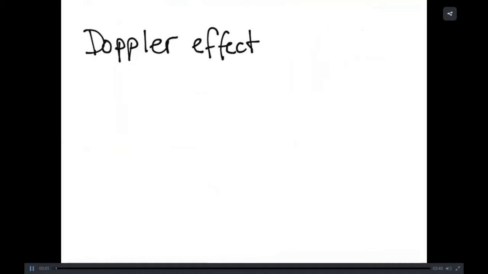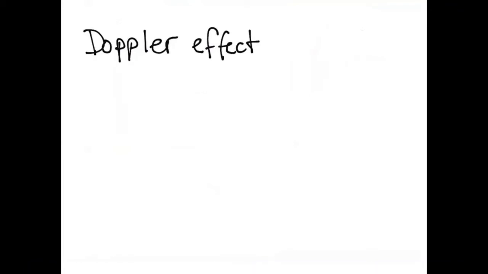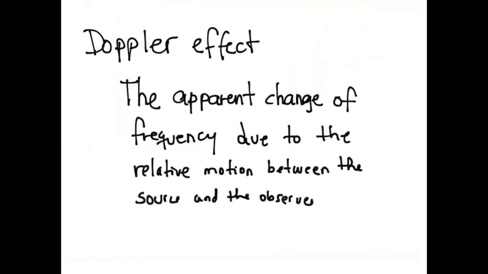We are going to talk about the Doppler effect. And the Doppler effect is the apparent change of frequency due to the relative motion between the source and the observer. This sentence has a lot of things to analyze.